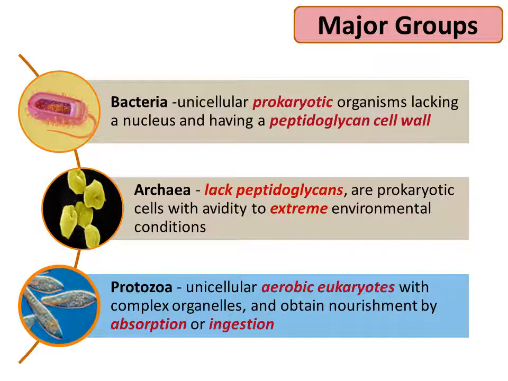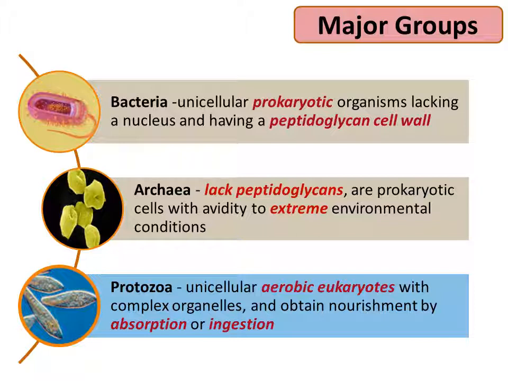So the major groups that are included in microbiology are bacteria, which are prokaryotic, meaning they do not have an outlined nucleus, so their genetic material lies freely in the cytoplasm, and their cell walls are made up of peptidoglycan. Very close in resemblance to bacteria is the group called archaea, which is prevalently found in extreme environmental conditions, and their cell walls lack peptidoglycan. Now this is what differentiates archaea from bacteria.